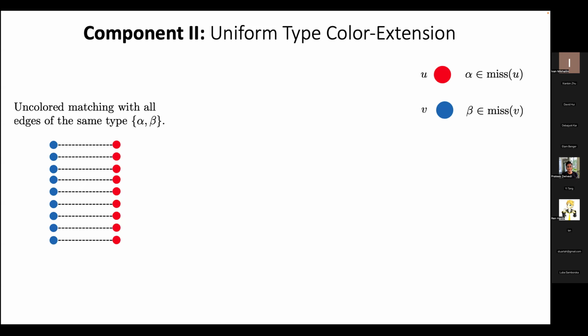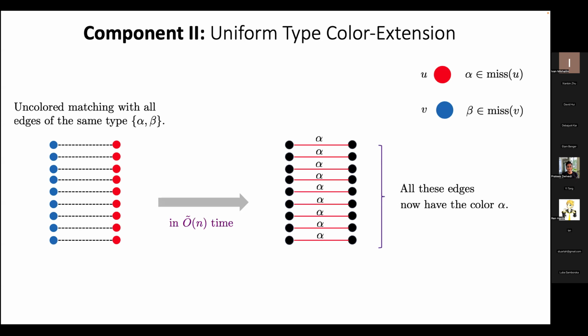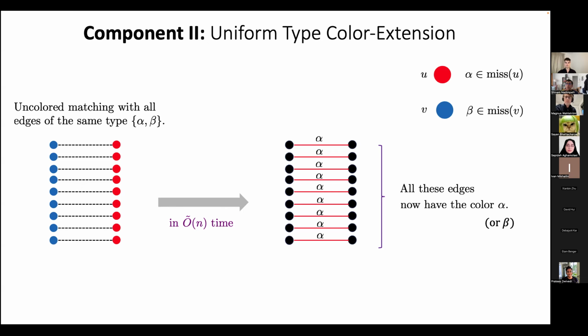And then the second step of our algorithm, this uniform type color extension, takes all of these edges that have the same type alpha beta, and then it extends the coloring to all of them in n time. And this second part is quite straightforward. This basically just flips the alpha beta alternating paths that are touching these edges all at the same time. Okay, so the non-trivial, interesting part of this algorithm is the first component, how we amplify the number of edges that have this fixed type alpha beta.